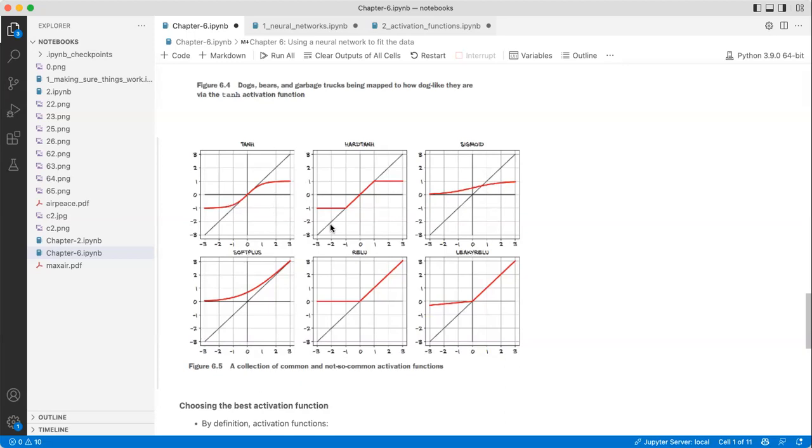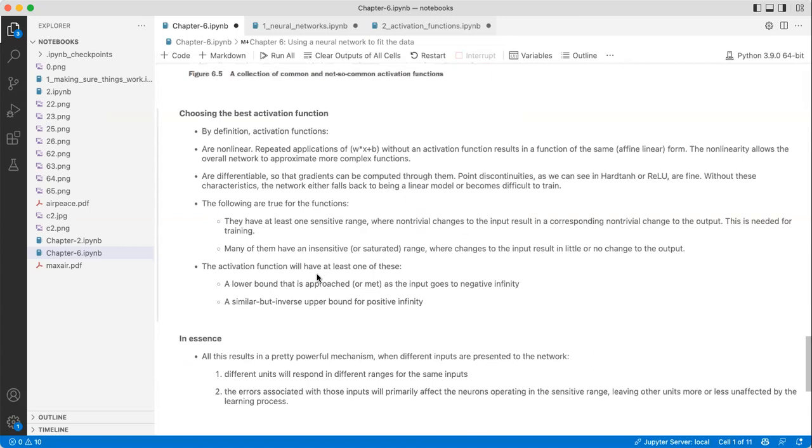So they cannot be on a straight line. For example, even here, we have this point and this point that determines that. So they have at least one sensitive range where non-trivial changes in the input will result in a corresponding non-trivial change to the output. This is needed for training. Otherwise, we cannot know what is happening. If changing your input does not affect your output, then you can't learn anything.